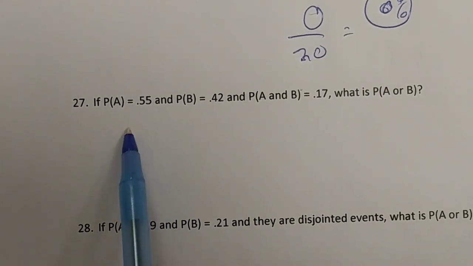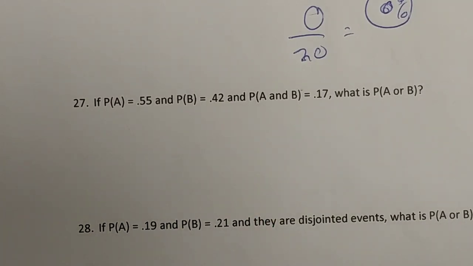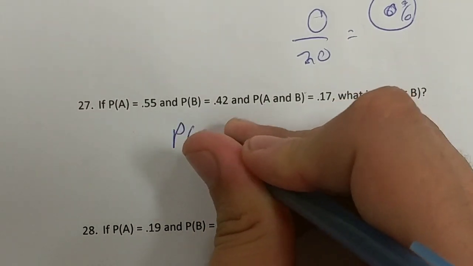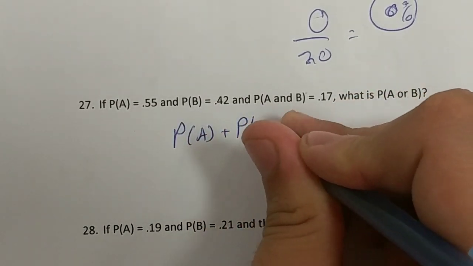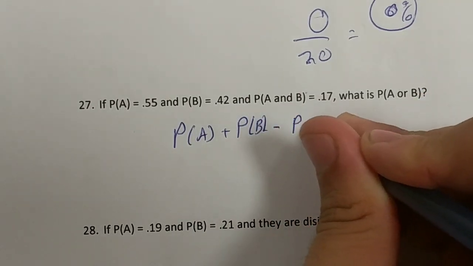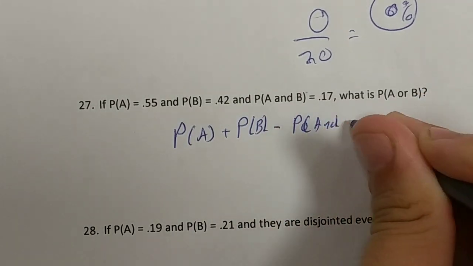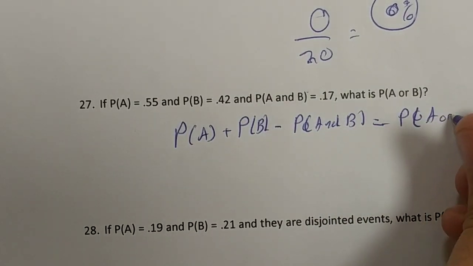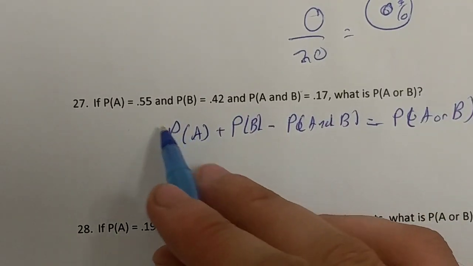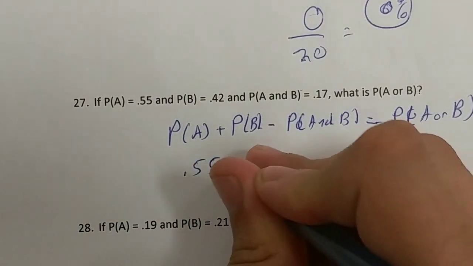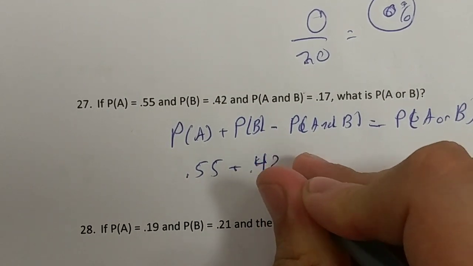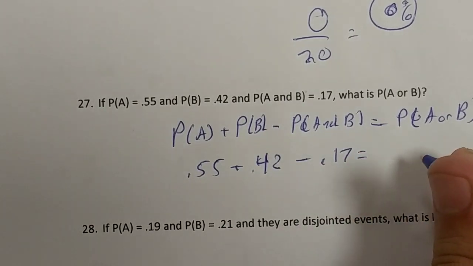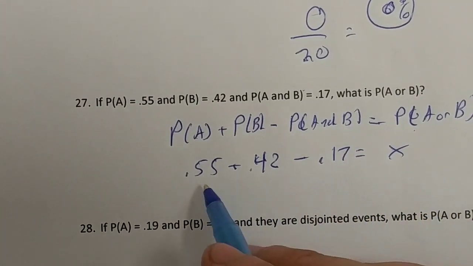Okay, next one. P(A) and P(B), and P(A and B) is 0.17. What is P(A or B)? Oh, that's really interesting. The equation, if you don't remember, is P(A) plus P(B) minus P(A and B) equals P(A or B). All that means is that P(A), which is 0.55, plus P(B), which is 0.42, minus P(A and B), which is 0.17, equals whatever I want here, which I'll call X.